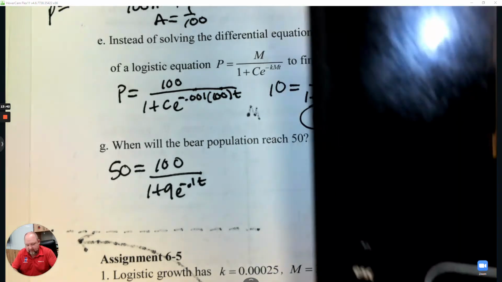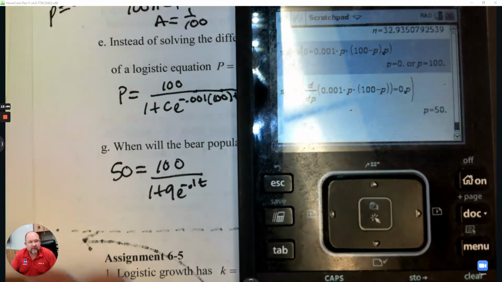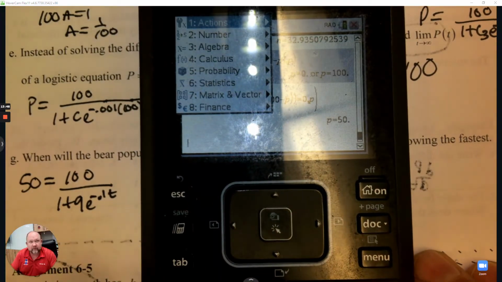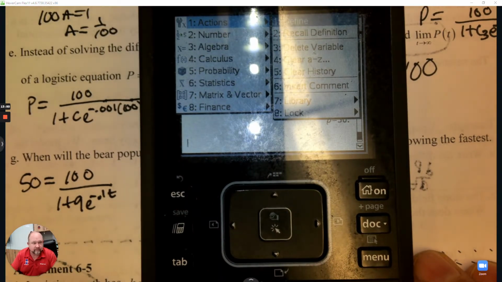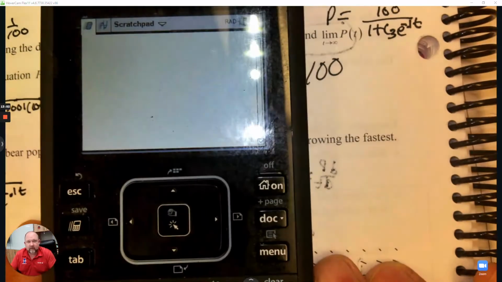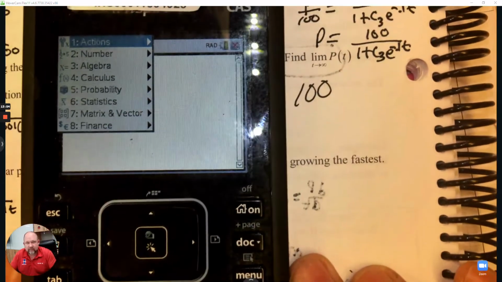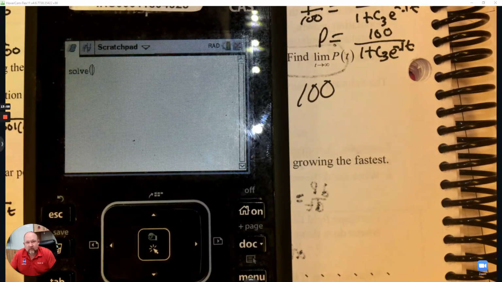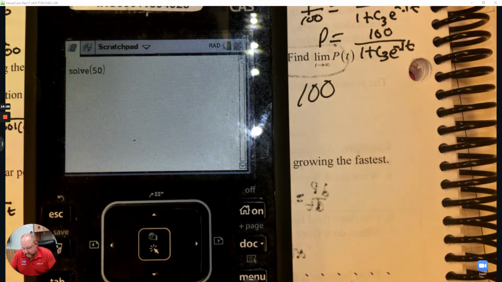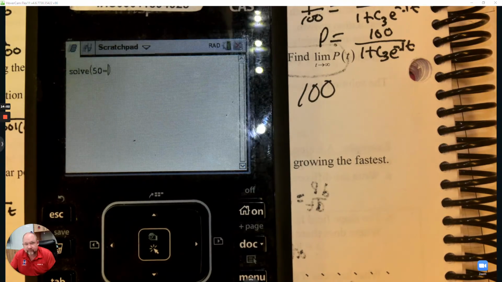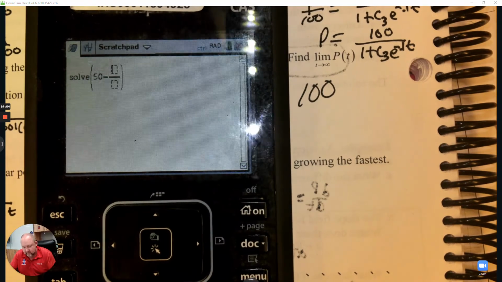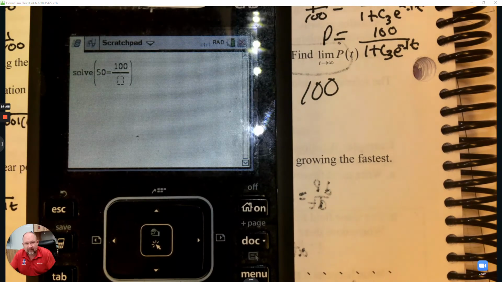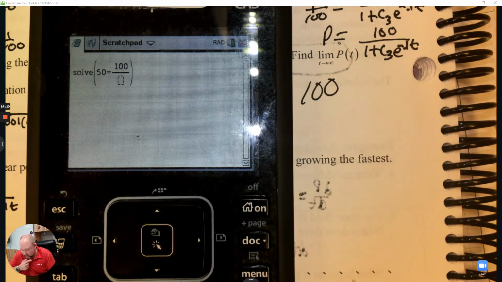Let's take our calculator out. We'll do it together. So we're going to go menu. Here, clear this up first. All right. So let's go menu, algebra, solve. And we want to know when it's 50. And it's a fraction, 100 over, remember go control, divide for a fraction.